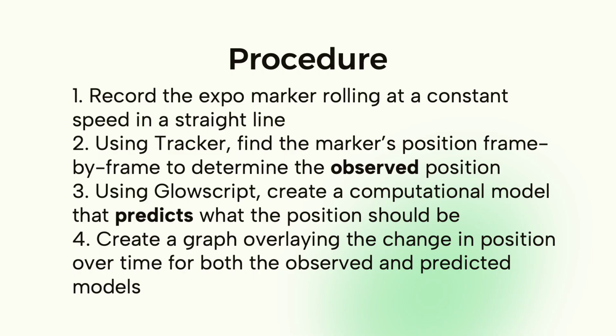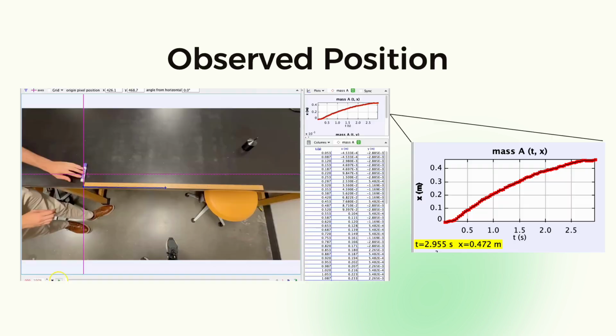So to set up our experiment, we first recorded the expo marker rolling, like you just saw, at a constant speed in a straight line. Then, using Tracker, we found the marker's position frame by frame to determine the observed position. Then using Glowscript, we created a computational model that predicted what the position should be if there were no forces acting on the marker. Then we created a graph overlaying the change of position over time for both the observed and prediction models.